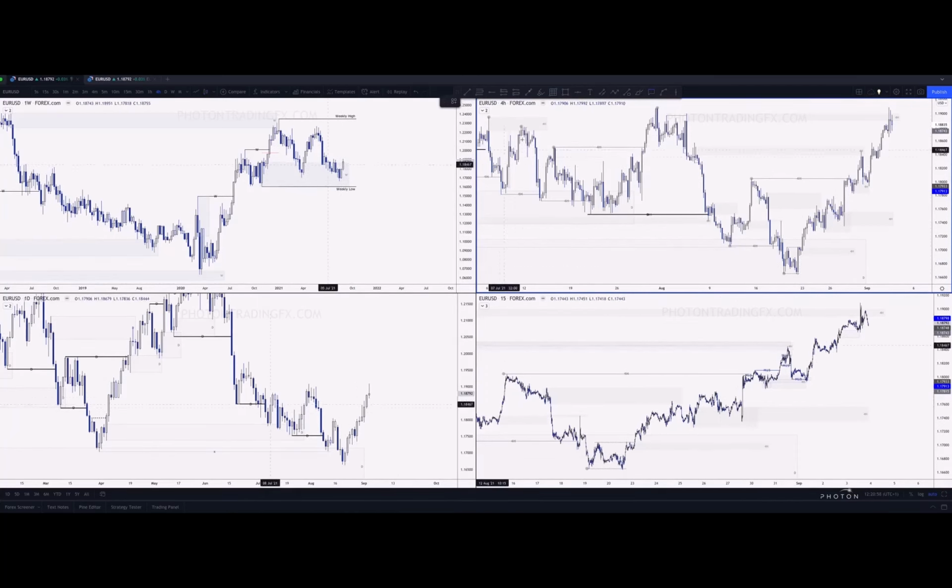Let's say this is a supply zone you don't like. Definitely keep clicking the wrong button there. It's like I've never used TradingView before.